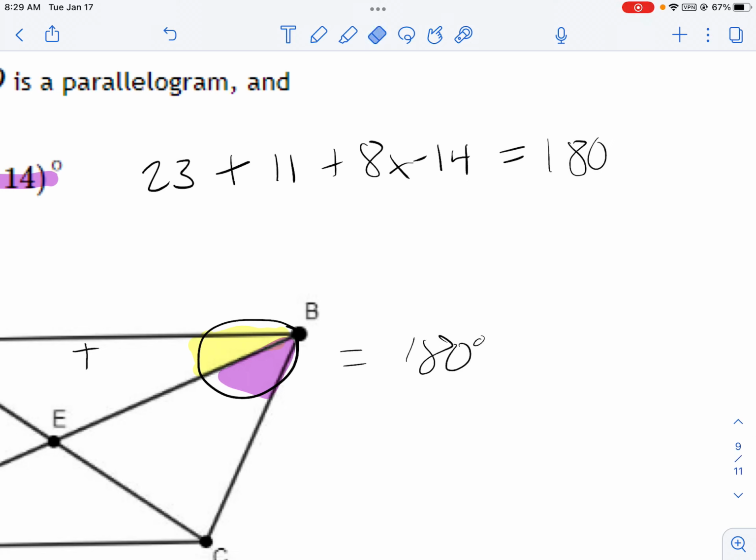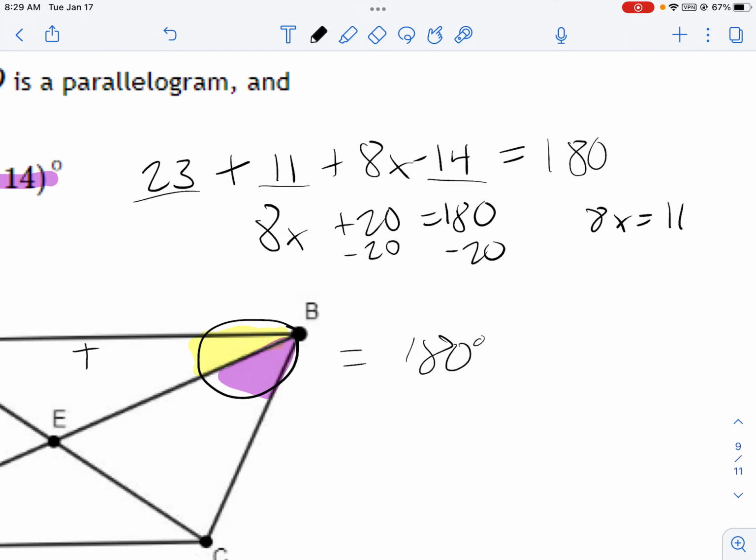Okay, so then solve. Combine all of your like terms together. So we have just 8x on one side. There's nothing to combine with 8x. And then you can add 23, 11, and negative 14. So 23 plus 11 is going to be 34. Minus 14 is going to give us 20. So I'm going to subtract 20 from the other side. Then we get 8x equals 160. Divide by 8. x is 20.